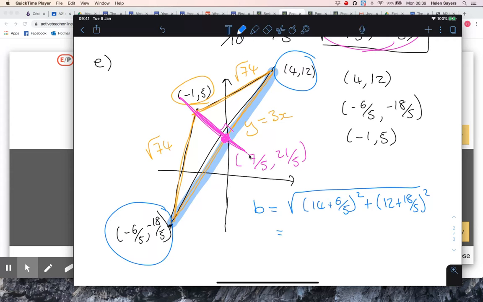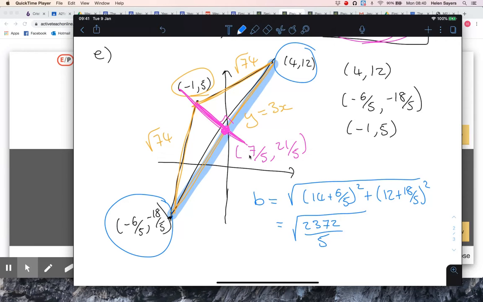So let's plug that into my calculator. So what's that going to be? 4 plus 6/5 squared plus 12 plus 18/5 all squared. Square rooted. Okay, so I might need to double check some of my arithmetic, but let's go back and do it as a surd. I'm getting that as the square root of 2372 over 5. Won't 100% guarantee that's correct, but we'll check it in a second.